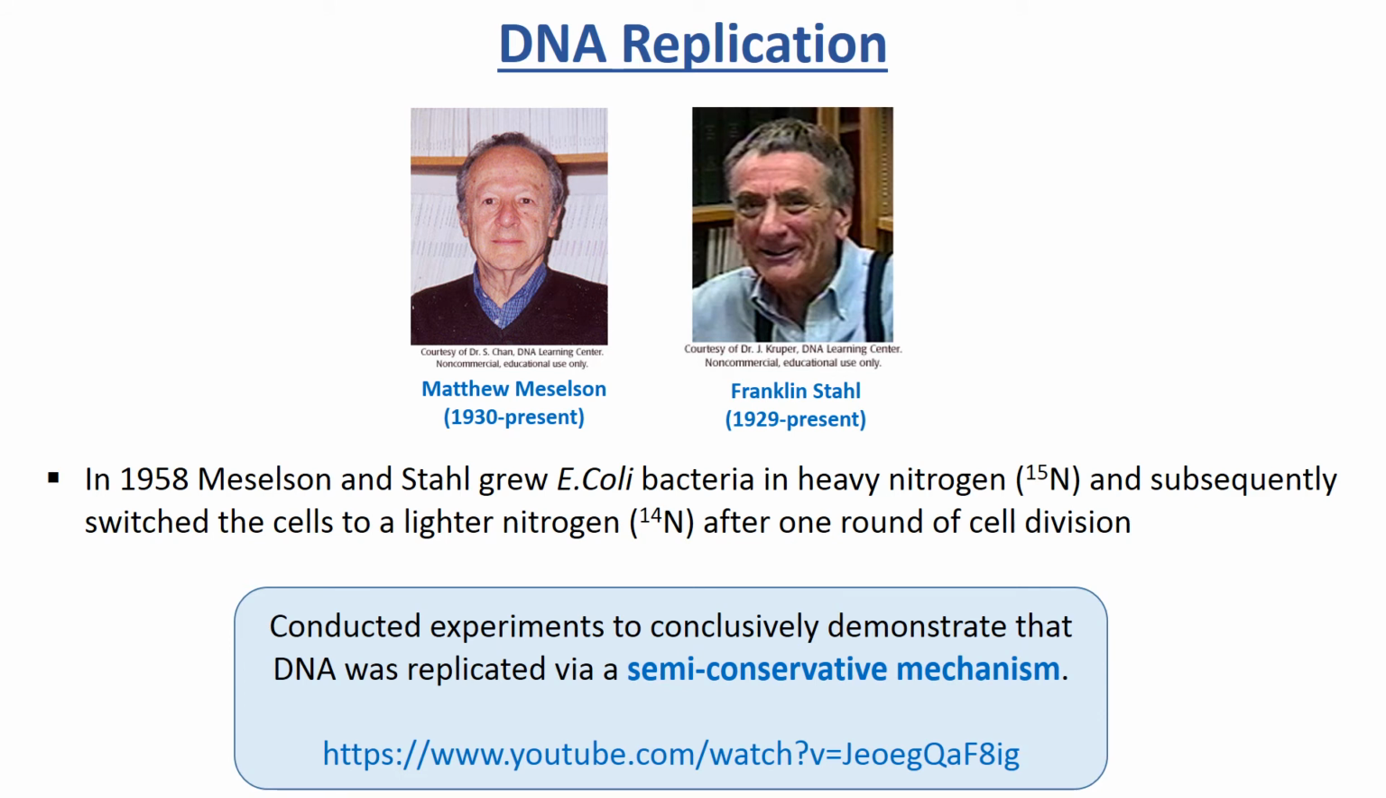The mechanism of how DNA replicates was finally solved in 1958 when Matthew Meselson and Franklin Stahl grew E. coli bacteria in heavy nitrogen. They subsequently switched the cells to a lighter nitrogen after one round of cell division and followed the cells. They conducted experiments to conclusively demonstrate that DNA was replicated via the semi-conservative mechanism. That was the second model we spoke about on the previous slide.